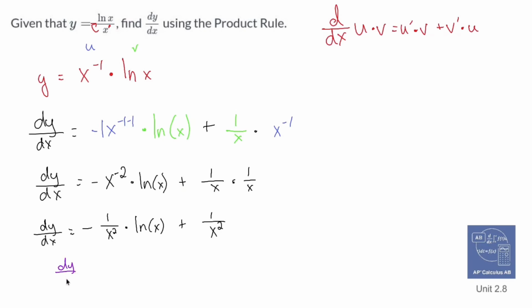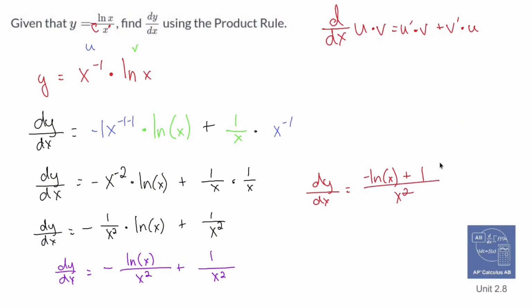Now let's multiply that ln of x to that 1 up there so we can combine these fractions. dy/dx equals negative 1 times ln of x is negative ln of x all over x squared plus 1 over x squared. Now, since these are two fractions that have the same denominator, we might as well just combine them. So dy/dx is going to equal negative ln of x plus 1 all over x squared.